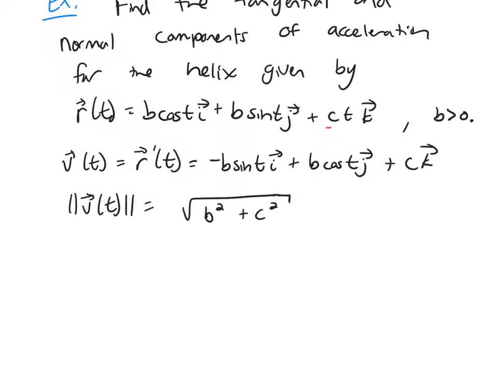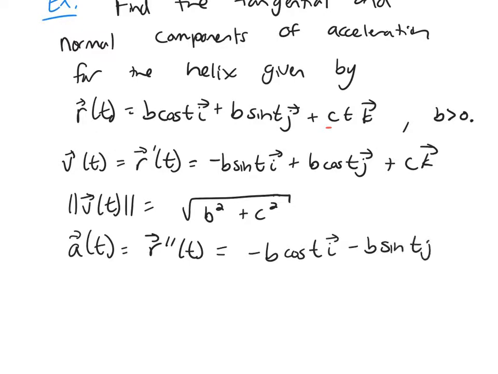So I'm also going to need acceleration. Acceleration, it's the derivative of velocity, or the second derivative of our position. So it'll be minus b cosine t i minus b sine t j, and then 0 k.